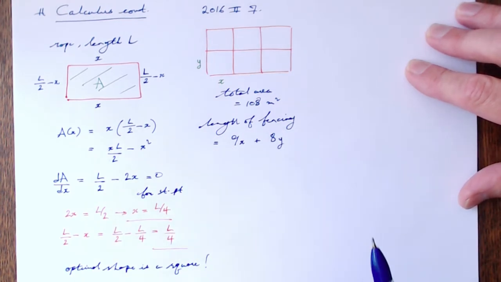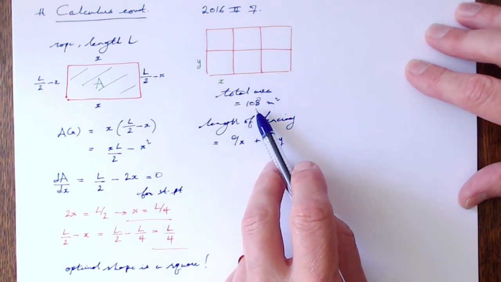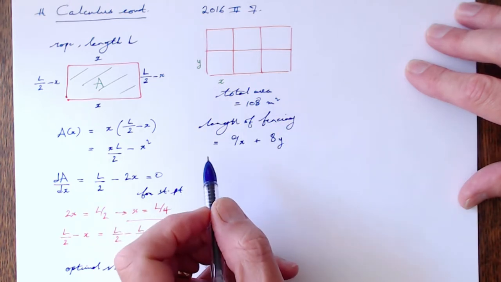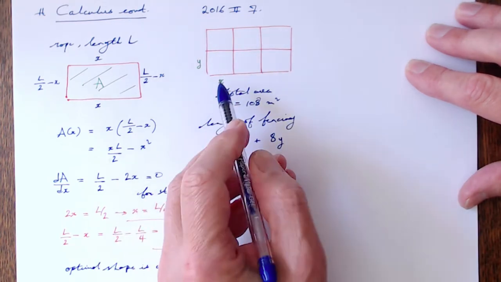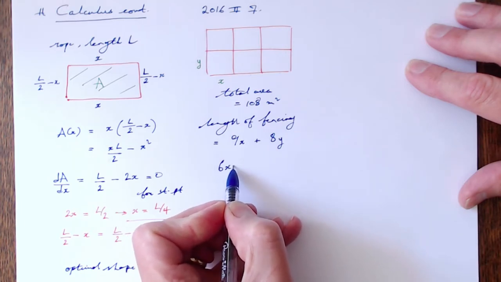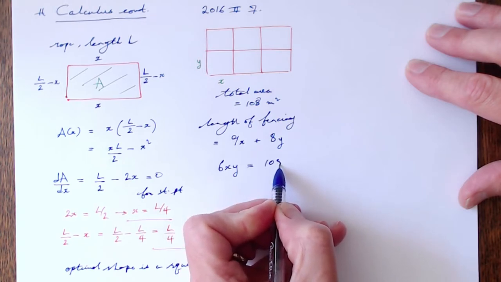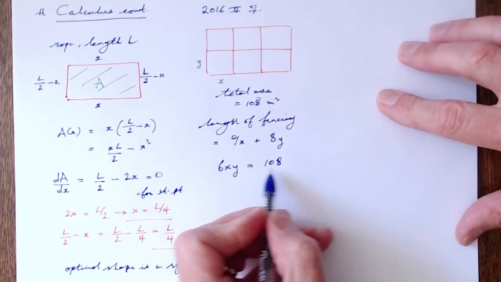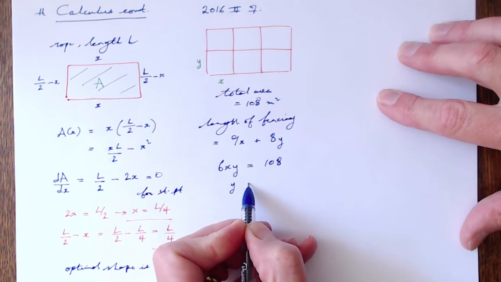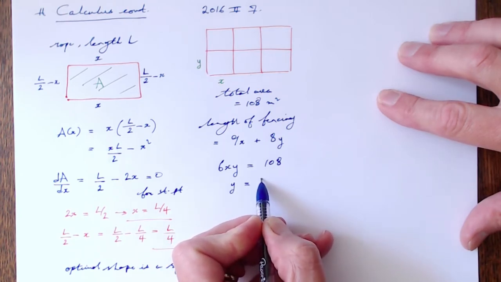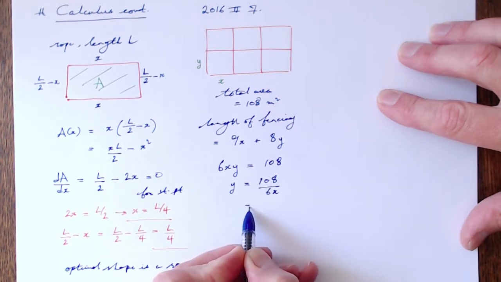And now what we need to do is eliminate y by using the constraint, and the constraint here is that the total area is 108, but you can see that I have 6 of these plots, and each plot has an area of x times y, so that is an expression for the total area, and that's equal to 108. So therefore I can just now solve this equation for y by dividing both sides by 6x. So I have that y is 108 divided by 6x, which I can simplify.